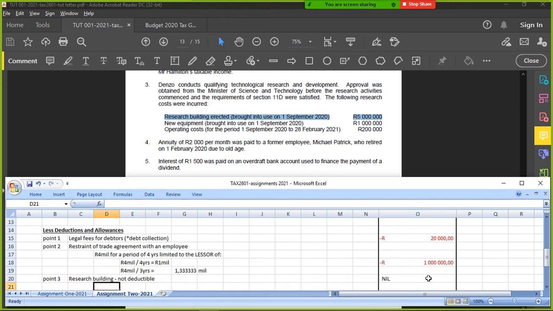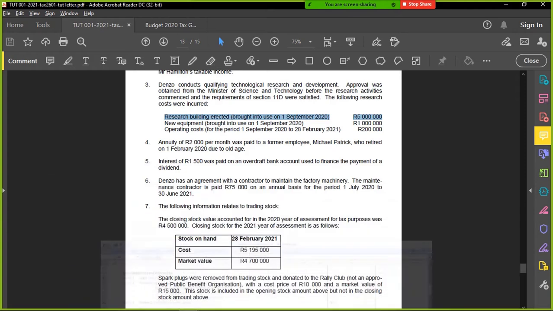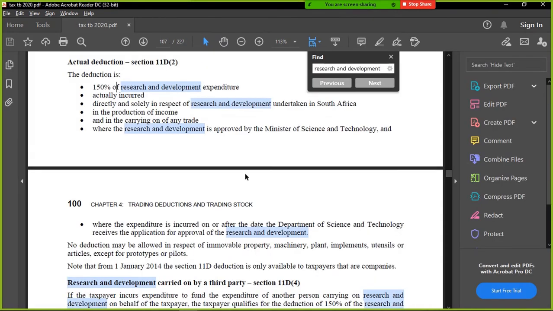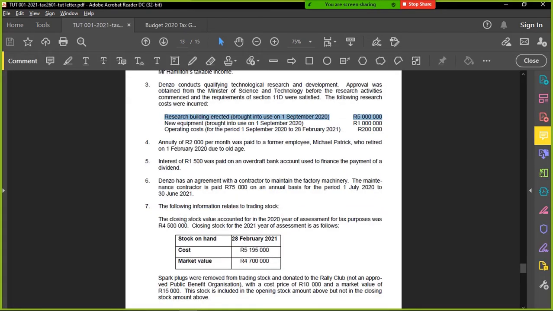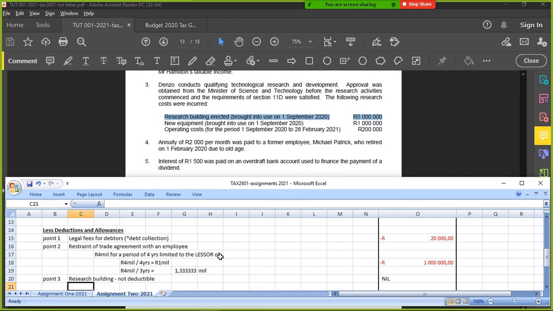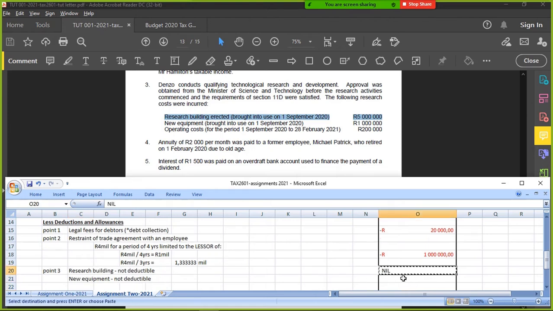Okay, the new equipment brought into use. Again, if you go back to what we just looked at, they said here, no deduction may be allowed in respect of immovable property, machinery, plant, implements, utensils, or articles except for prototypes or pilots. All right, so this was equipment. Do you agree? Yes. Okay, so we can write that in as well. This was new equipment, not deductible. Okay, so null here as well.